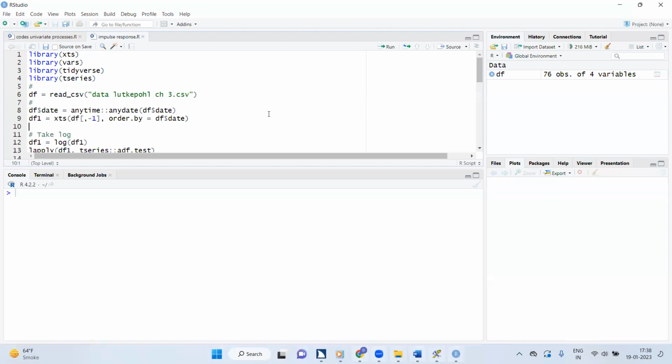Okay. One second, what we have. So first of all, what we can do, we can take log of all the variables. One second before that, there is an error. One second. Okay.